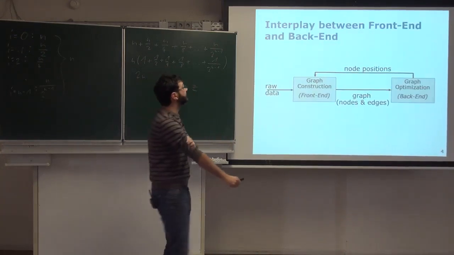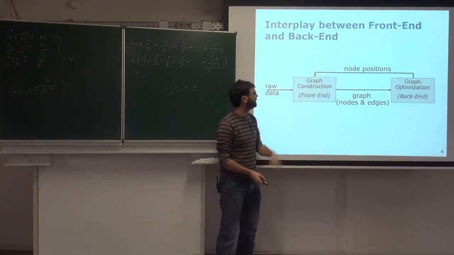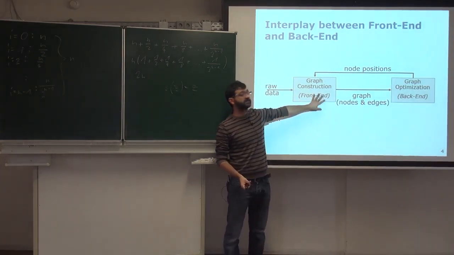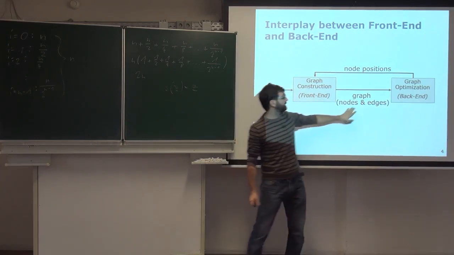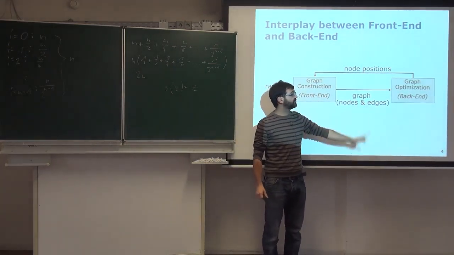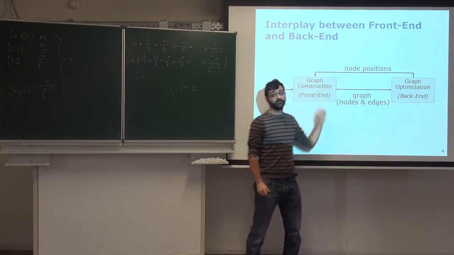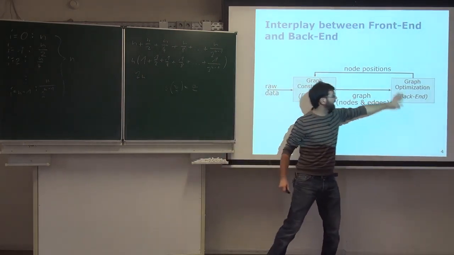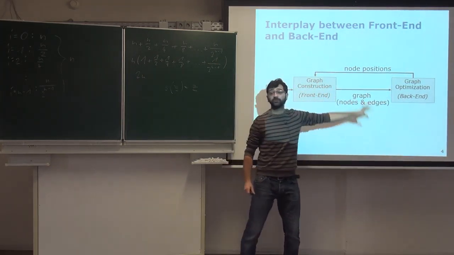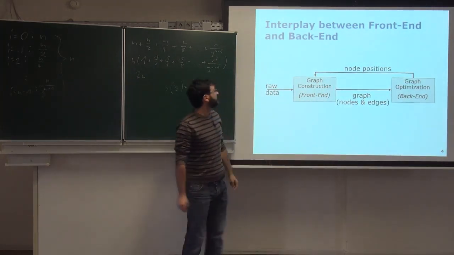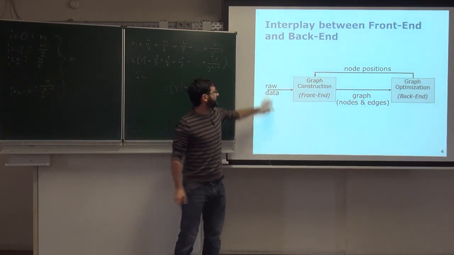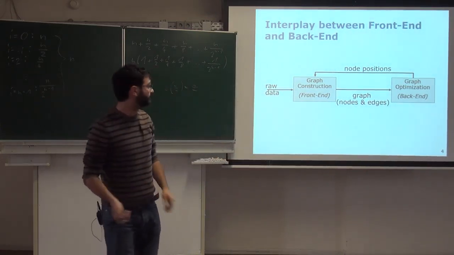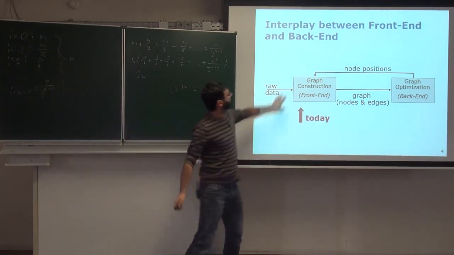If you look back at the interplay we had before, we always said that we get the raw data. There is some front end which deals with the graph construction, and then it sends a graph made of nodes and edges to the optimization backend, and then you can have some feedback, where the solution from the backend helps the front end, and it goes around and so on. This raw data arrives over time, so the robot moves and keeps collecting and obtaining new data. What we're going to do today is this box.